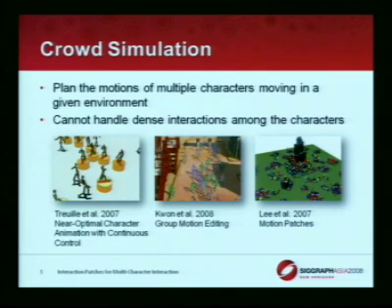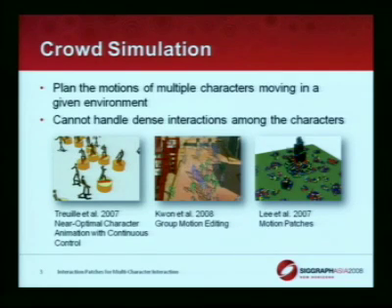For example, in 2007, Shiraishi et al. presented a paper using optimization techniques to generate a lot of characters walking in a given environment. However, the only interaction between the characters is mainly avoiding each other. Similarly, in 2008, Kwong et al. presented a paper that simulates a lot of characters walking in a town. Again, the interaction between the characters is mostly collision avoidance.